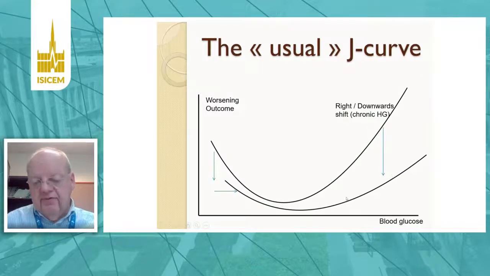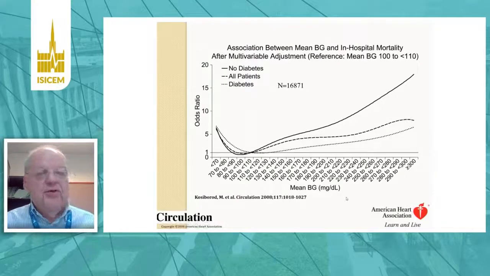this J curve. This was already shown a few years ago by Michael Kosiborod in patients with acute myocardial infarction. This team showed that the continuous line was the patients without diabetes, and the dotted line the patients with diabetes. As you can see, there is a shift to the right and to the bottom of the J curve, linking mean blood glucose to in-hospital mortality in more than 16,000 patients.